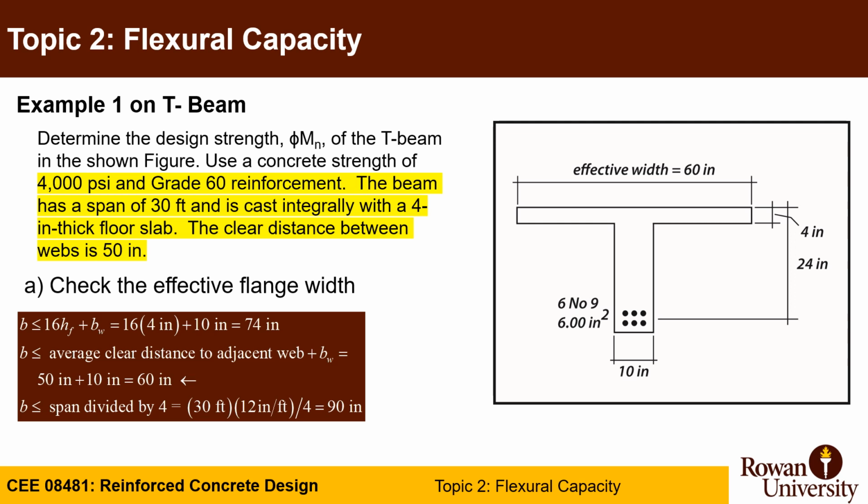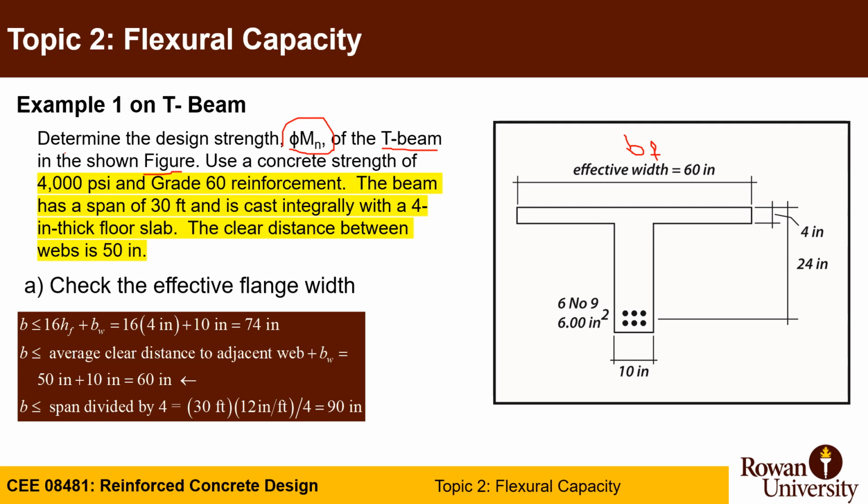Let's get through one example. Example number one: determine the design strength Φmn of a T-beam in the following figure. In this figure, we have the effective width BF equals 60 inches.